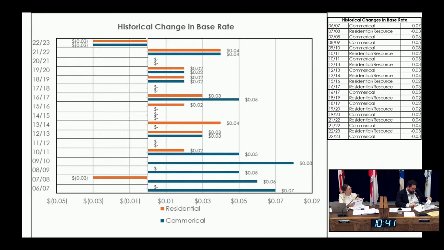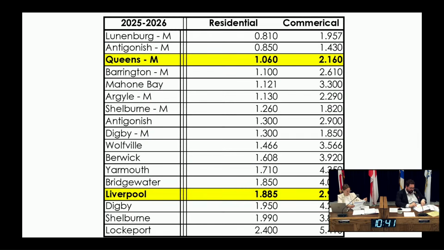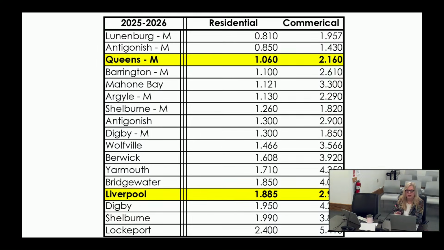If I could just ask, I see that we have Liverpool and Queens. Is that the town versus the municipality, like there's a value for each of those? Is that because there's an area rate within District 13, the tax District 13? Are you talking about this graphic here? That's right, yeah. Okay, so the previous graphic was just base rate. It was just Region of Queens and it was just base rate. But the following graphics include area rates.